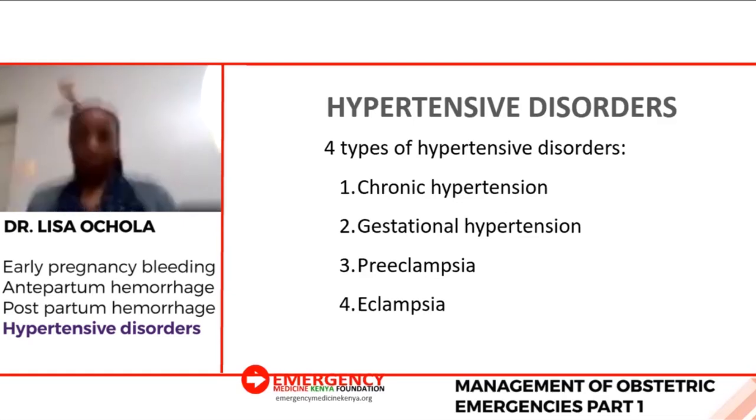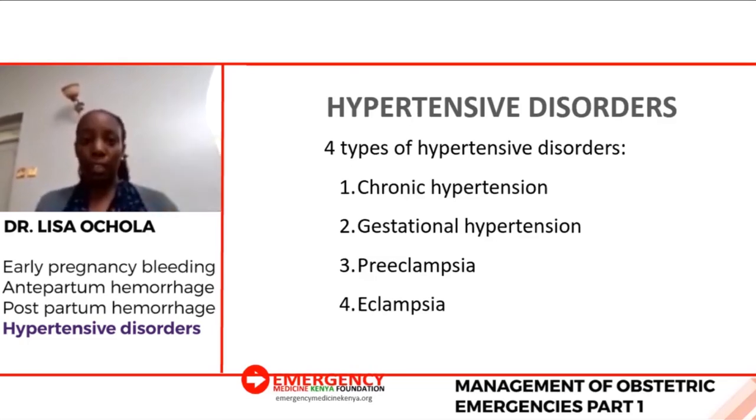Then we have gestational hypertension, which occurs after 20 weeks of pregnancy. And then we have preeclampsia, which is gestational hypertension plus proteinuria, or if there's no proteinuria, then there are signs of severity, which I'm going to define just now. And then we have eclampsia, which is loss of consciousness or seizures in someone who has gestational hypertension.